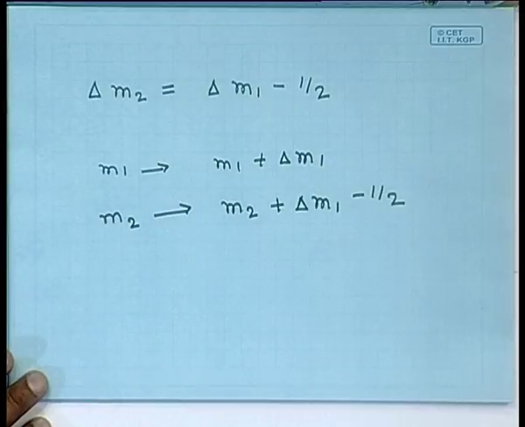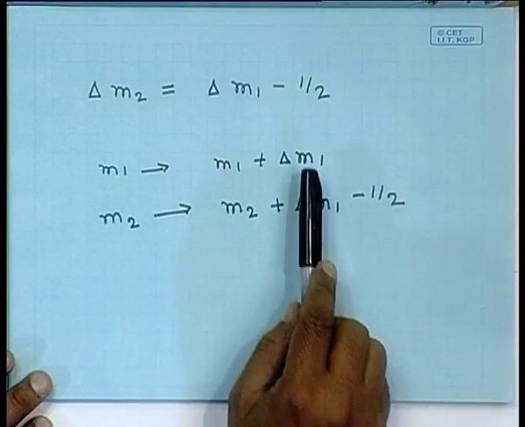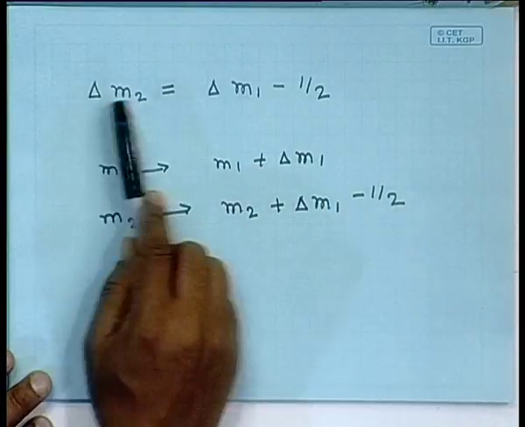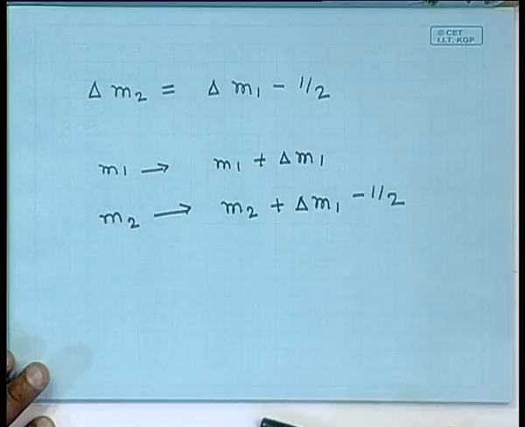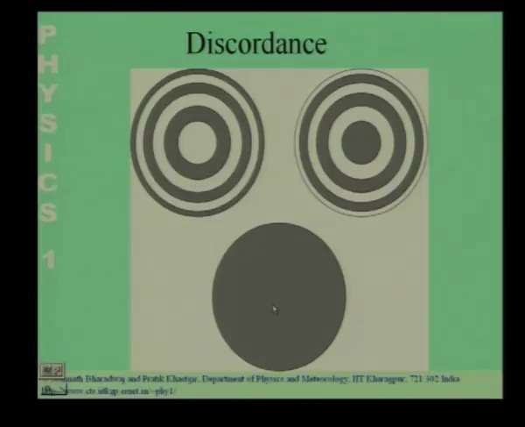So, if I move one of the mirrors so that the difference between delta m1 and delta m2 is half integer, we are going to have a situation where the bright rings of one wavelength coincide with the dark rings of the other wavelength. Such a situation is what is referred to as discordance. So, let me now show you what we mean by discordance. So, this is the situation referred to as discordance.